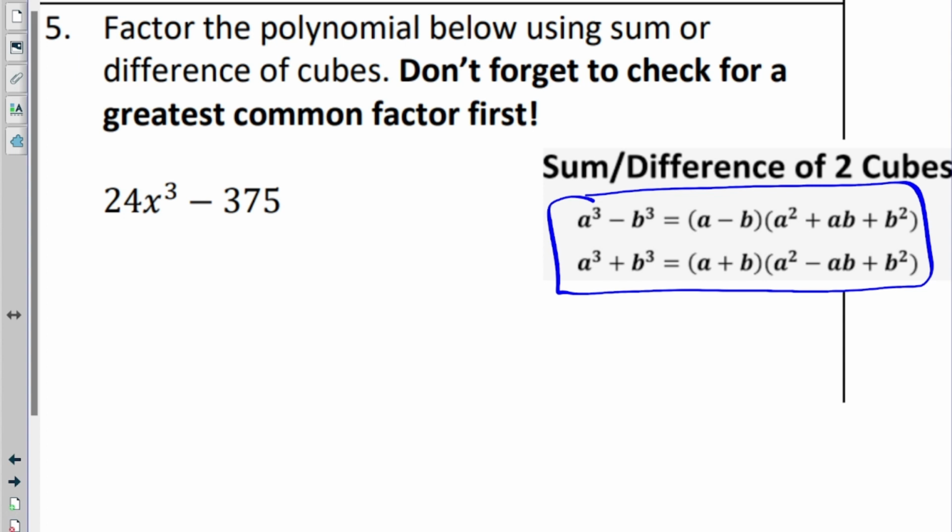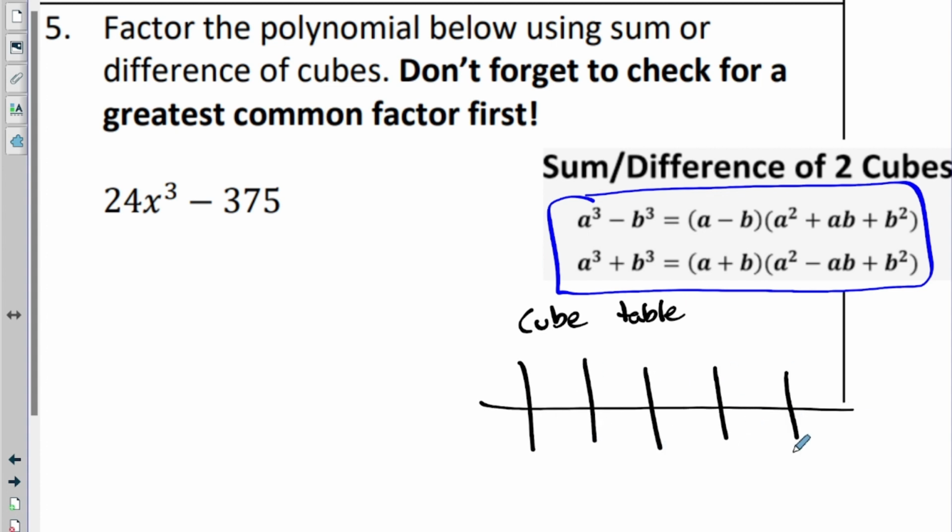Now if it helps, you might want to make a little cube table somewhere on your review sheet or note sheet. In my class, you can only use the note sheet. So 1 cubed is 1. 2 cubed is 2 times 2 times 2, which is 8. 3 cubed is 27. 4 cubed is 64. And 5 cubed is 5 times 5 times 5, which is 125. Those are probably pretty good for you to memorize.